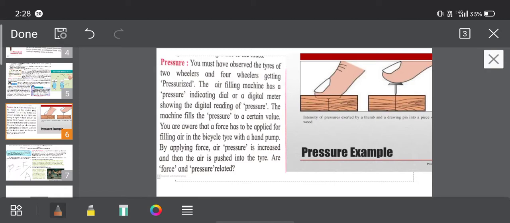Let us see the second activity which explains pressure. Take some sharp pointed nails, as shown in the figure, and push them into the wooden plank by hammering on their heads or by applying force with your finger. Now take a nail and hold it with its head on a plank and hammer it down from the pointed end.